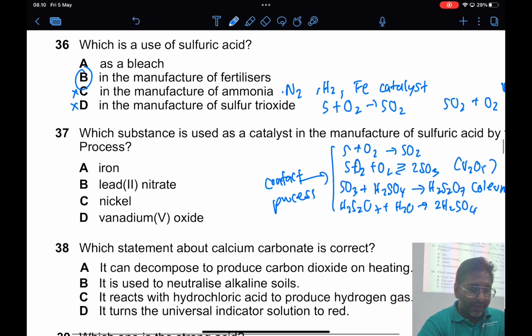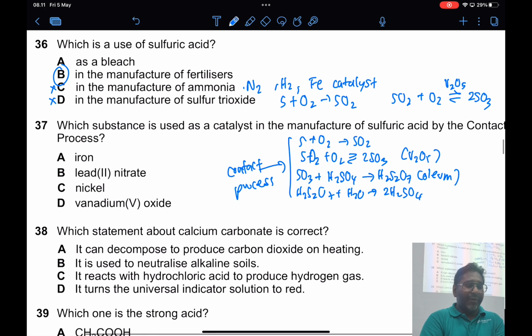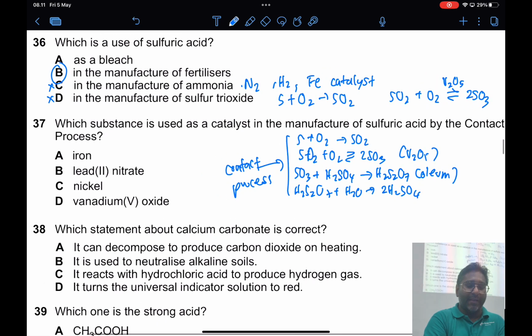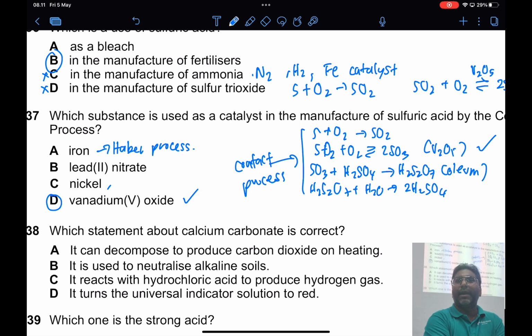Now, which substance is used as catalyst? Whatever I have explained, they are asking again: which one is the catalyst for the manufacture of sulfuric acid by the contact process? The catalyst comes in under the second reaction, which is vanadium 5 oxide. So you see vanadium 5 oxide is the answer. Iron is for the Haber process. Lead nitrate, nickel: normally no, there is actually a reaction with nickel, but not in your syllabus. So please remember that.